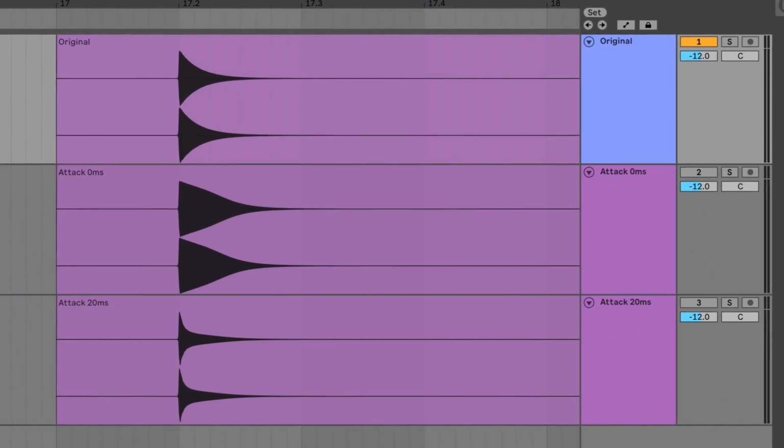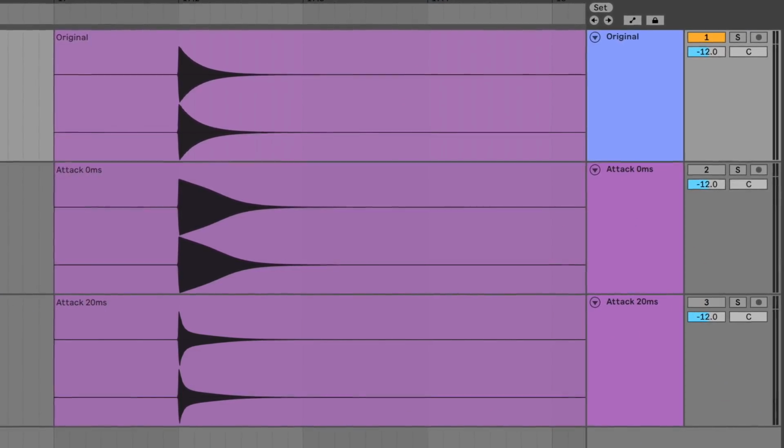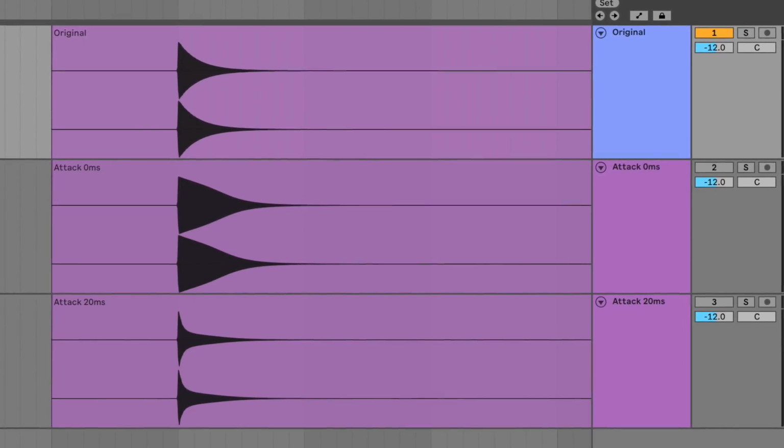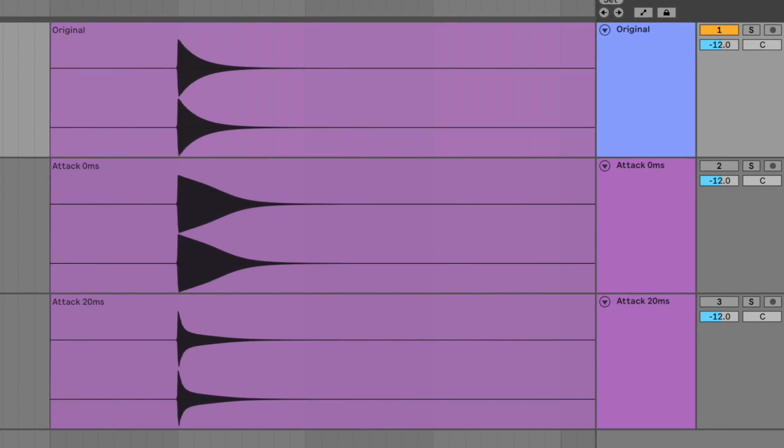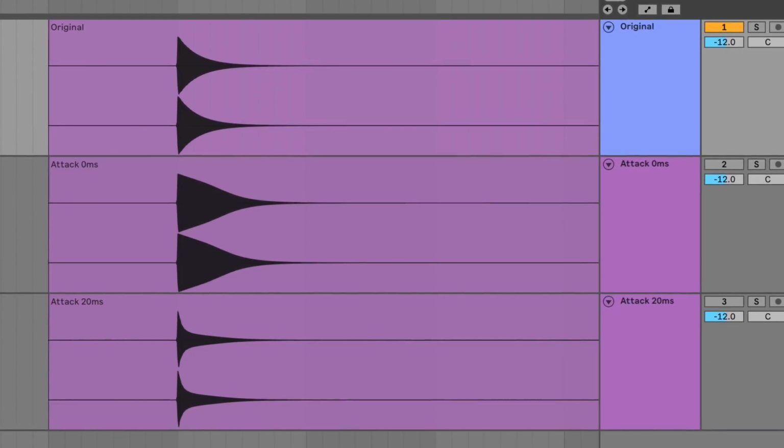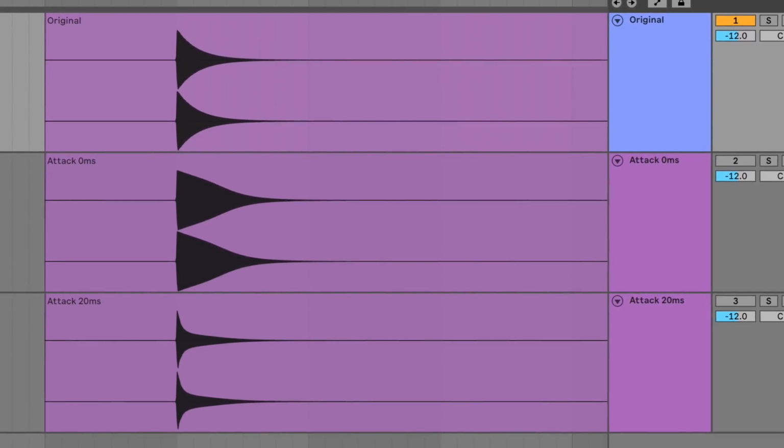The top one's the original and the bottom two are the two different types of compression. See how one makes it more plucky and one less plucky? With a fast enough attack time, it'll make the sound less plucky, and with a slow enough attack time, it'll make the sound more plucky. Critically though, this is important, it's all relative to the sound.